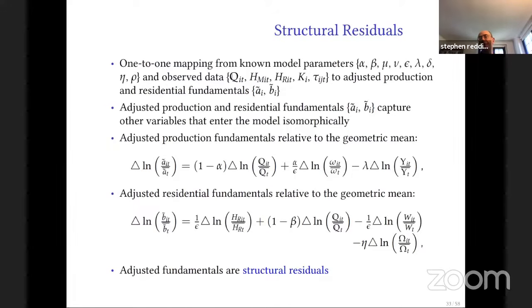Why is that important? Well, it's important for two reasons. The first reason is it's going to enable us to construct moment conditions in terms of these fundamentals, because we've actually got a closed form solution for them in terms of the data and the parameters. So we can estimate the model's parameters using the generalized method of moments, rather than say simulated method of moments. We can use GMM because we actually have a closed form solution for the moment conditions.